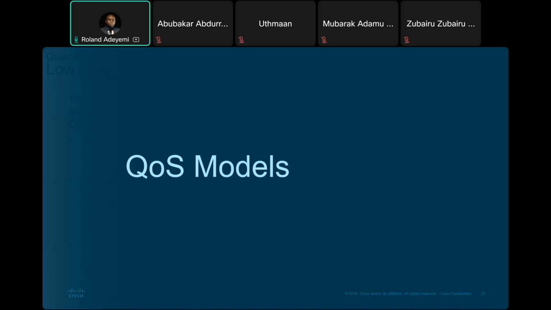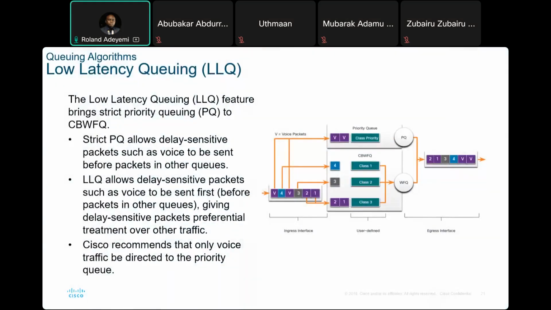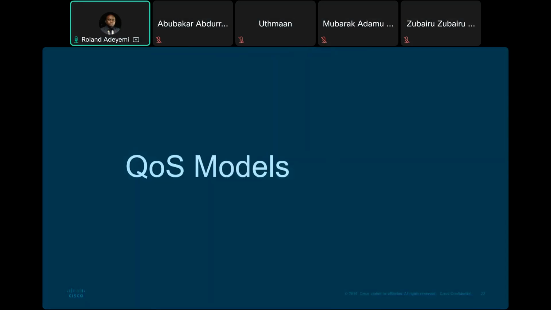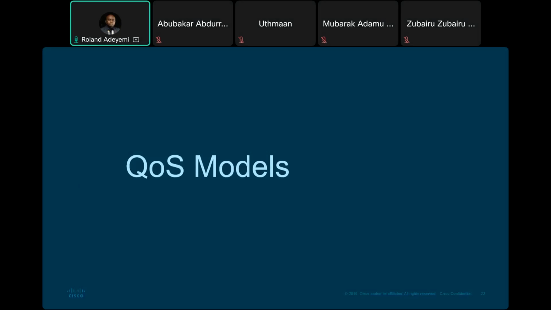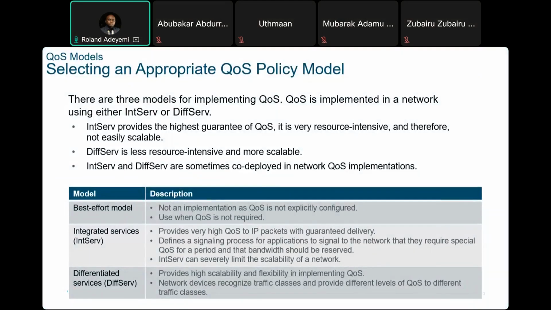So we talked about this last week, where I talked about the low latency queue, and we talked about the class base, and then how the router handles packets in general. So today we want to talk about the QoS models. A model is more or less a different way of implementing QoS, which is intertwined with the queuing algorithm.